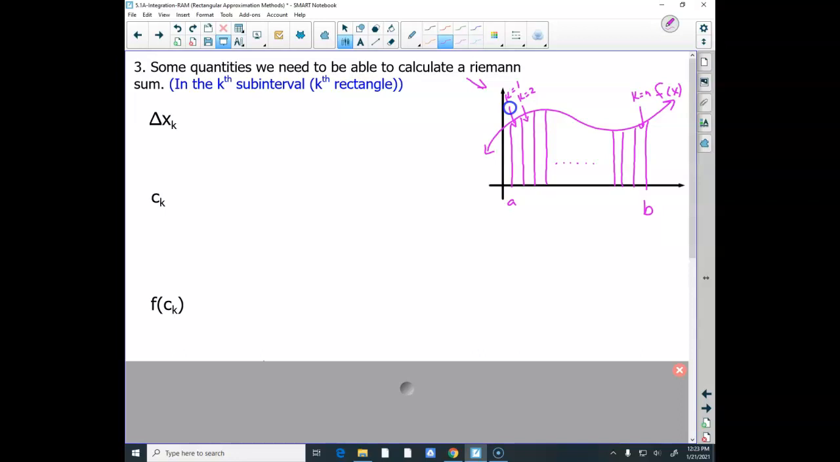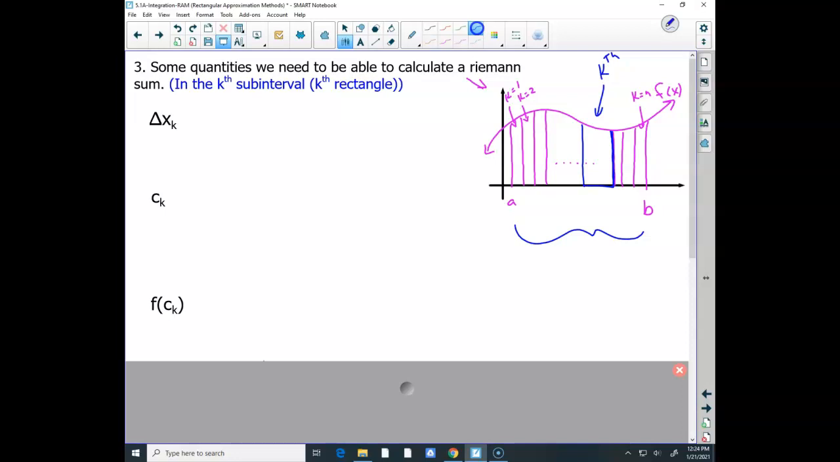And some quantities we need to be able to calculate a Riemann sum, I put in blue there in the kth subinterval or the kth rectangle. What I need to be able to do is identify the kth rectangle. Well, that could be any rectangle within this whole interval. I'm going to dramatize this and call this one right here my kth interval. So this big rectangle right here, picture us zooming in, and that is my kth interval.